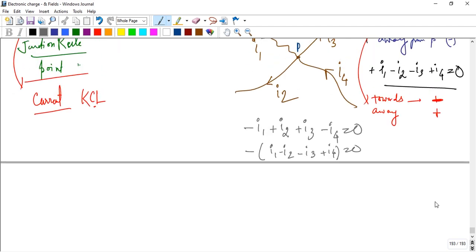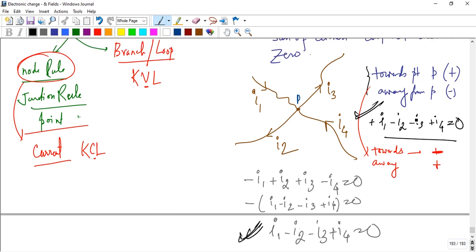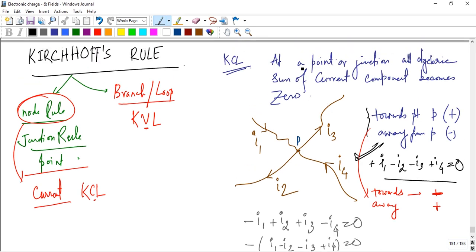Now if I move the minus from left to right side, I get I1 minus I2 minus I3 plus I4 equal to 0. That's the same equation. These equations are the same. So whether you choose towards plus and away minus, or towards minus and away plus, that is user defined. That's not the basic rule. The basic rule is that at a point or junction, the algebraic sum of current components becomes 0. That is KCL, Kirchhoff's current law.